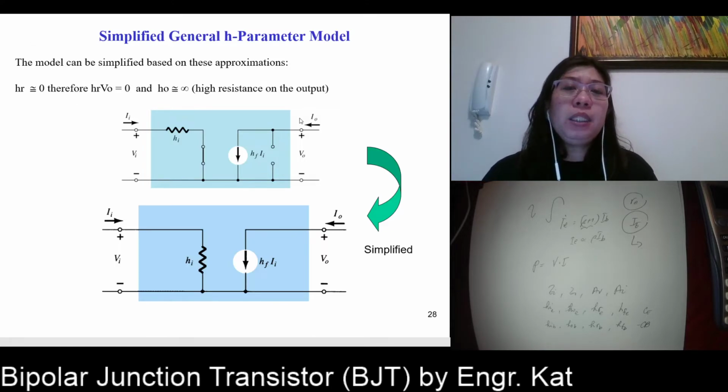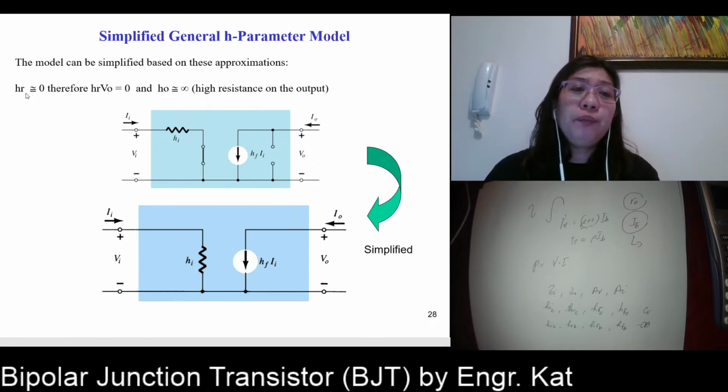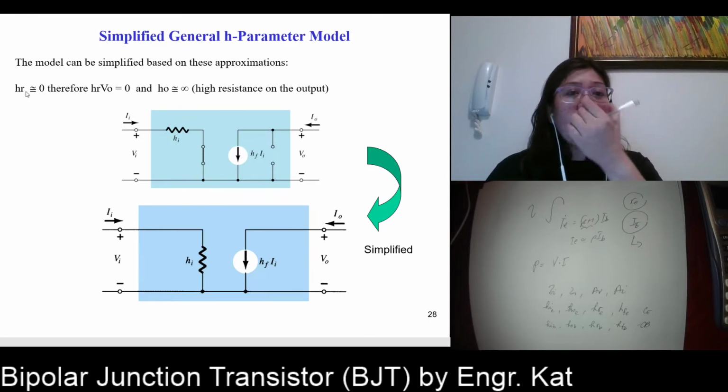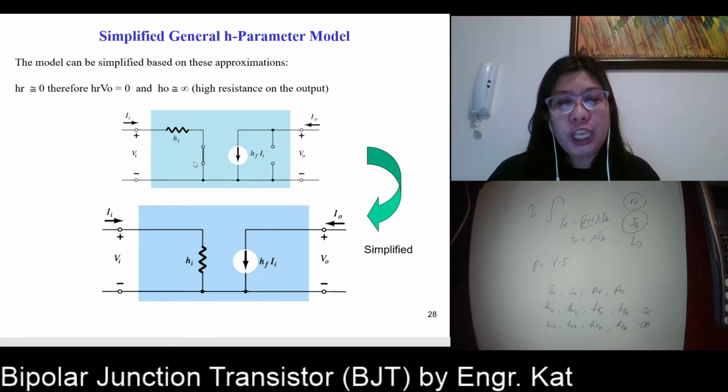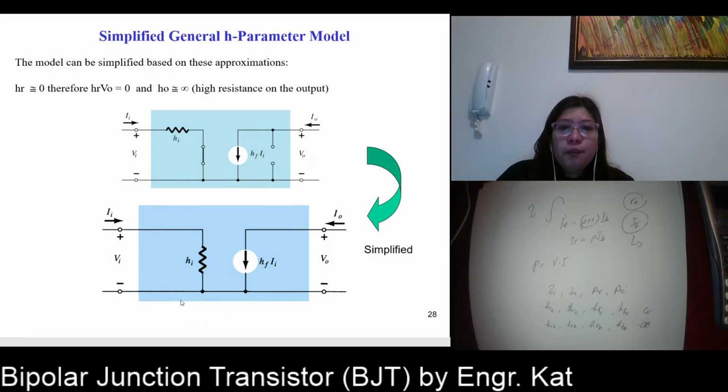So the model can be simplified based on this approximation. We can say that HR is approximately equal to 0, so we can replace this by a short circuit. And HO is a very, very high resistance on the output, so we can replace this by an open circuit. In this case, we can simplify it like this one. Does this look familiar? Yes, because this is also the representation for the RE model.